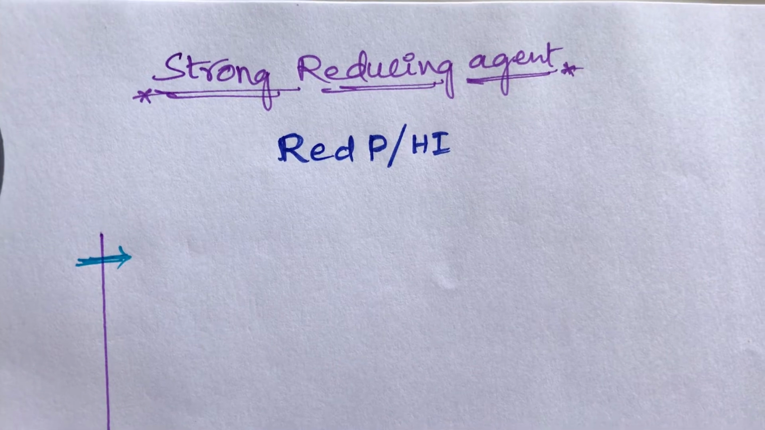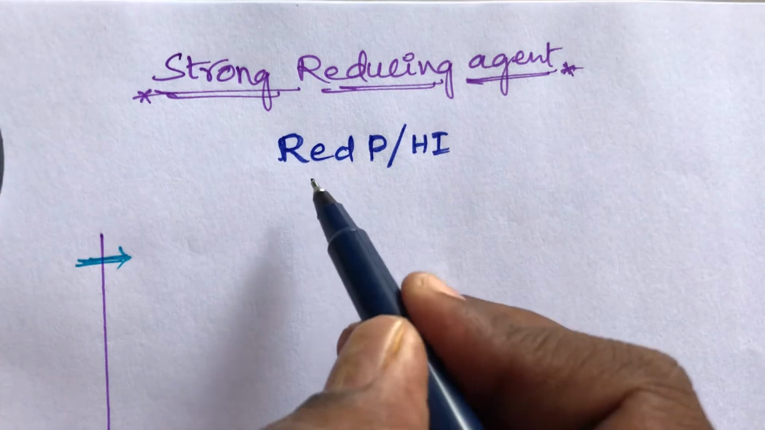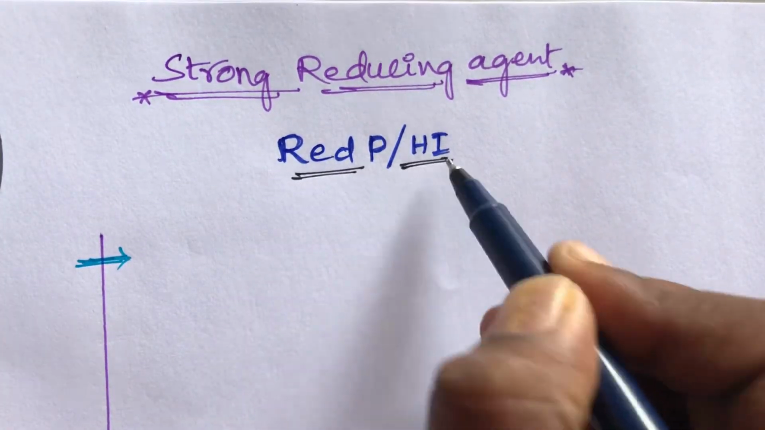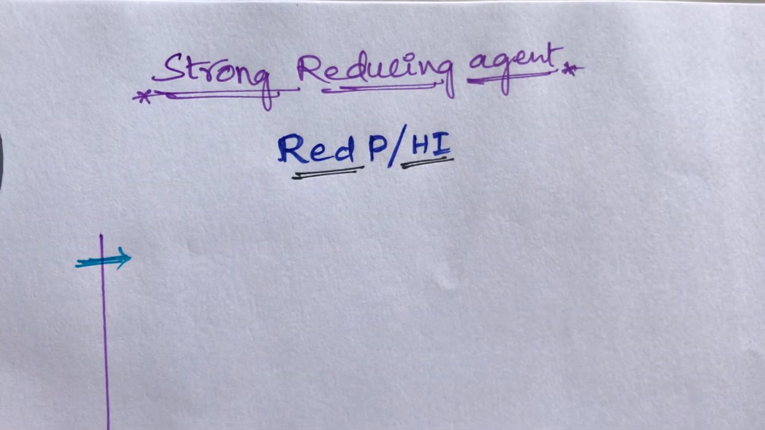Hi students, next is a reducer, a strong reducing agent: hydroiodic acid, HI, in the presence of red phosphorus. Hydrogen iodide in the presence of red phosphorus acts as a strong reducing agent. It is the most important reducer, students. HI, hydroiodic acid or hydrogen iodide, acts as a strong reducing agent.